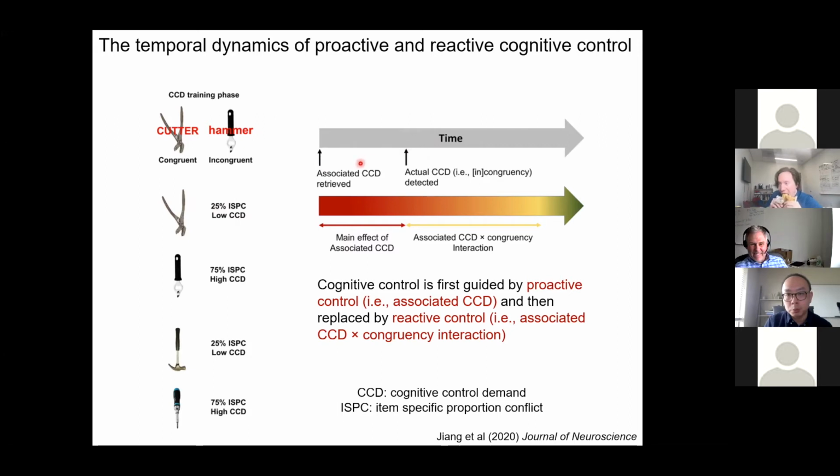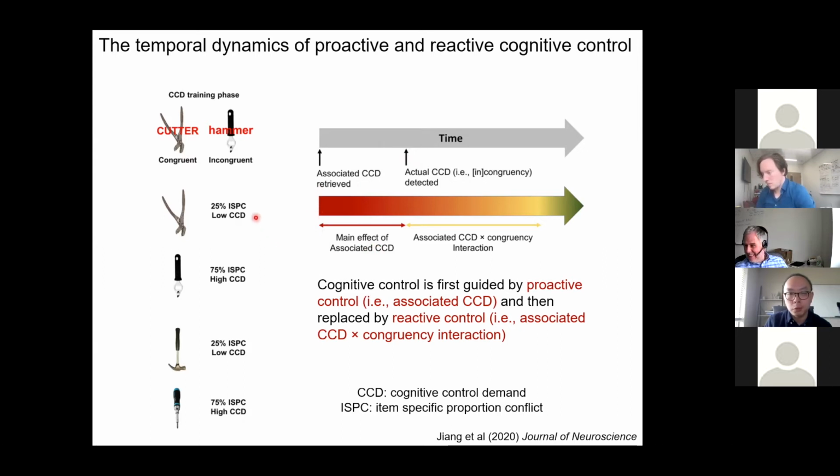In other words, prior to the detection of the actual control demand, the associated control demand will be like an interim guide of cognitive control. Mapping onto this design, we would expect that before the actual control demand is detected, we would see a pure main effect of the associated cognitive control demand.